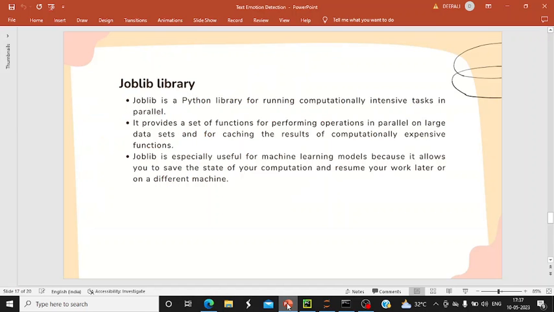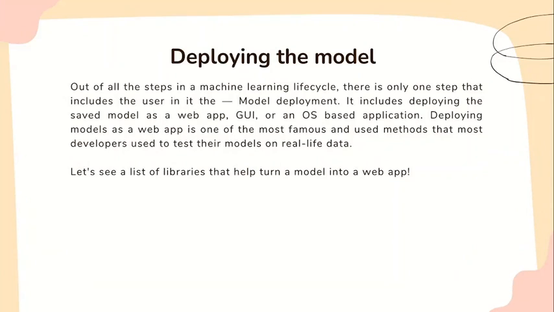Now here comes the last part of the project, which is deploying the model. Out of all the steps in a machine learning life cycle, there is only one step that includes the user in it, which is model deployment. So model deployment includes deploying the saved model as a web app, GUI, or an OS-based application. Deploying models as a web app is one of the most famous and used methods that most developers use to test their models on real-life data.